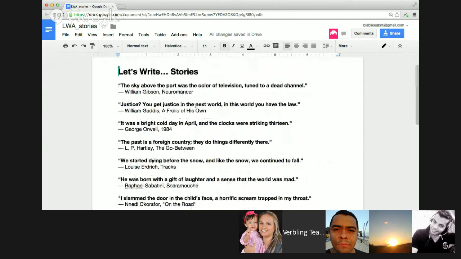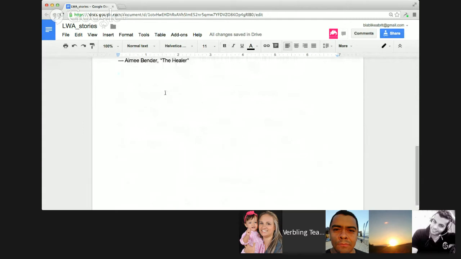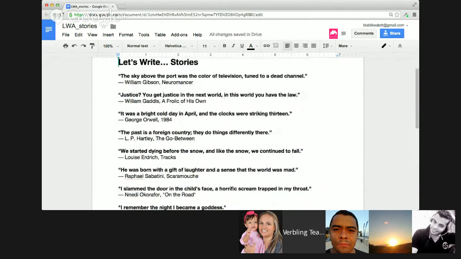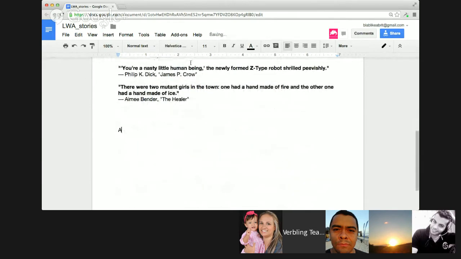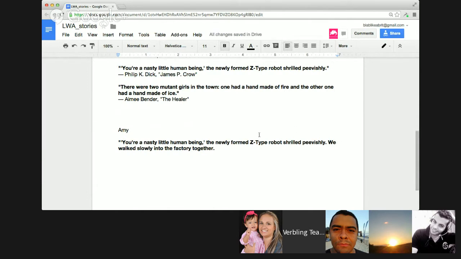Let your imagination go. All you have to do is go to the bottom of the document, try and leave the story starters above so that people can have a look at them. Write your name and then tell me which one you're going to choose. If I was you, I'd just copy and paste and then carry on writing: we walked slowly into the factory together, blah, blah, blah, okay? Whatever you like, try and use as much English as you can.